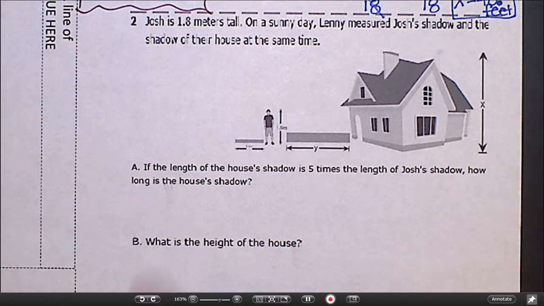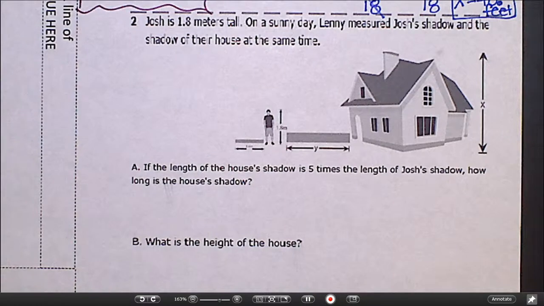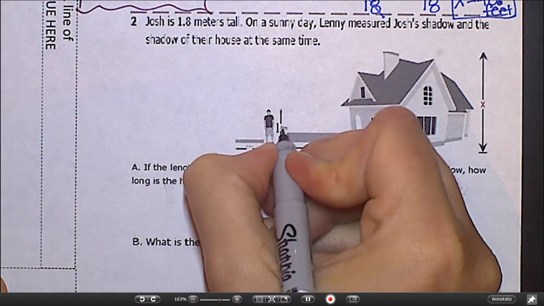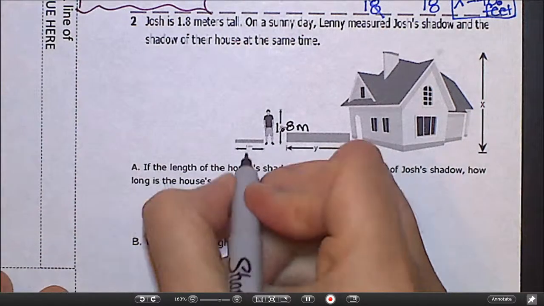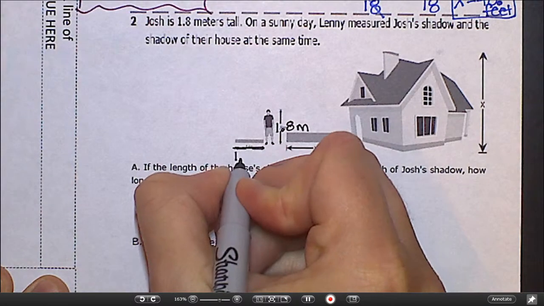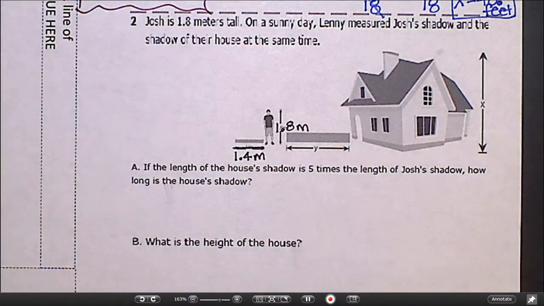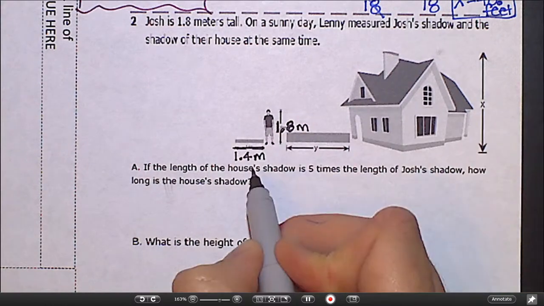Josh is 1.8 meters tall. So this is Josh, and he is 1.8 meters tall. And the way that this copied was not very good, so let's go ahead and write in 1.8 meters. On a sunny day, Lenny measured Josh's shadow and the shadow of their house at the same time. Now this, you can't see it at all, but Josh's shadow here is 1.4 meters. So let's write that in. So we should have 1.8 meters for Josh and 1.4 meters for his shadow.